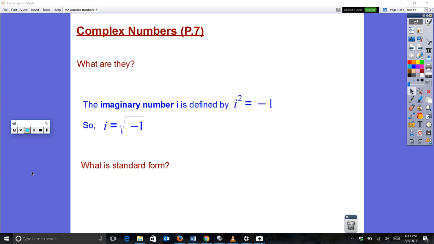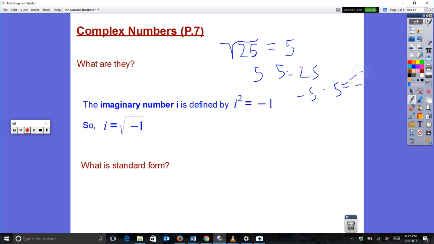So the idea being, when we take the square root of a number, we are used to problems like this. Square root of 25 is equal to 5. We know that because 5 times 5 is 25. Now we also can say, in words, what are the square roots of 25? And that would be 5, because 5 times 5 is 25. But negative 5 would also work, because negative 5 times negative 5 is 25.